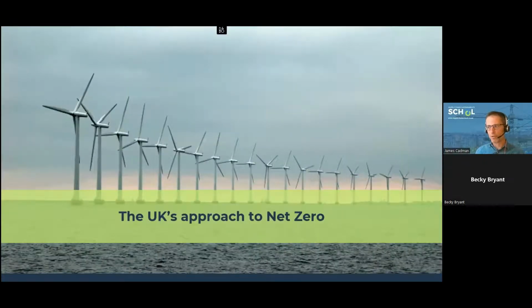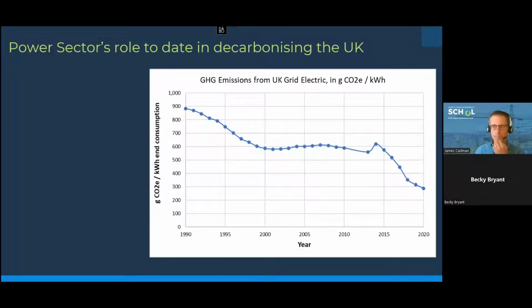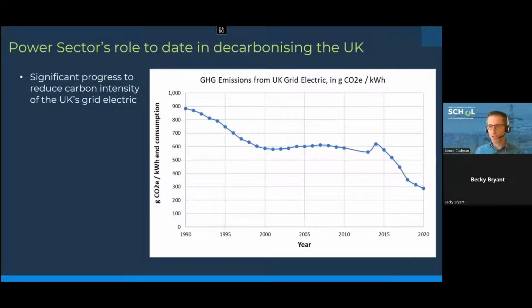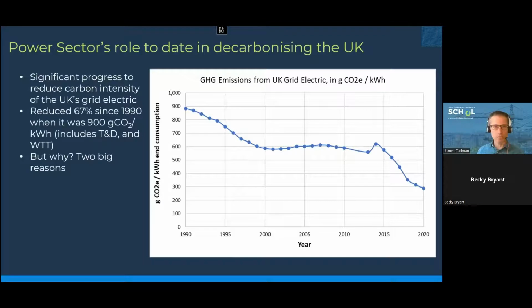So the UK's approach to net zero. Just as a bit of a scene setter here with the UK's grid electricity, we've been reducing the carbon emissions associated with the electricity we get over the last 30 odd years. And you can see on the graph that essentially the carbon content of each unit of electricity, each kilowatt hour, has come down quite a long way since 1990. It's come down by about 67%, 2/3.